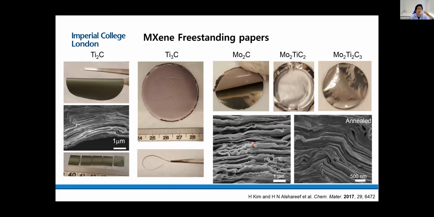So here are some images of vacuum filtrated paper samples and the cross-section SEM images. For this titanium 3, oh, there is a mistake. It's titanium 3 carbon 2. And this can go up to 20,000 Siemens per centimeter, the highest value reported so far. The cross-section images show that there could be some gaps between the sheets. After thermal anneal, they can sinter each other, so it becomes much more compact. And when we see the electrical conductivity trend over temperature, we can clearly see a high increase at a certain temperature where the water and intercalant get removed.